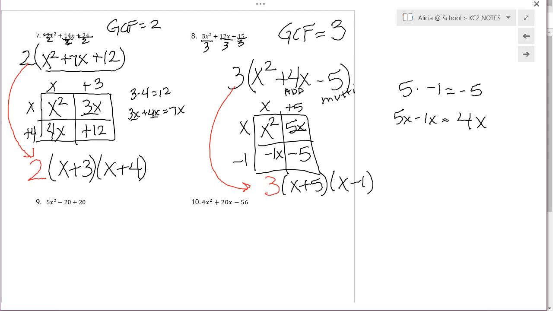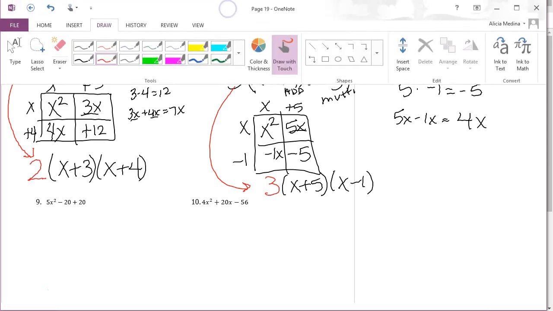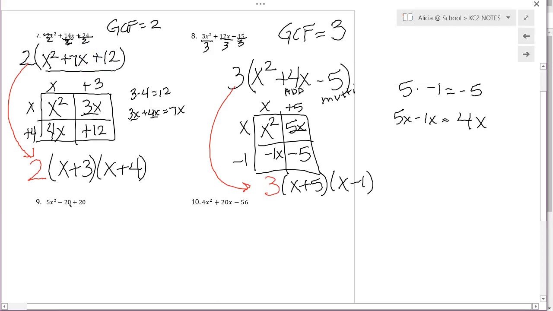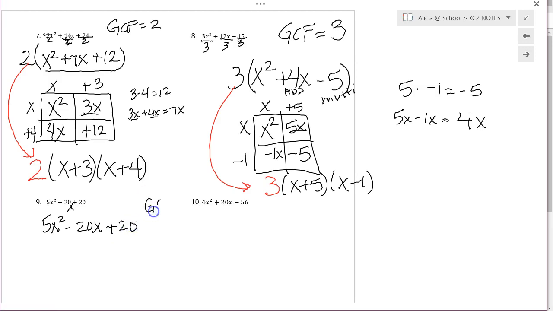All right, the last two examples here. Number 9. We have 5x squared minus 20. I think there's a typo there. I should have a little x right here. Right? So again, it should be 5x squared minus 20x plus 20. And the GCF here would be 5. Right? I can take a 5 out of all of these terms. So that is exactly what I'm going to do.